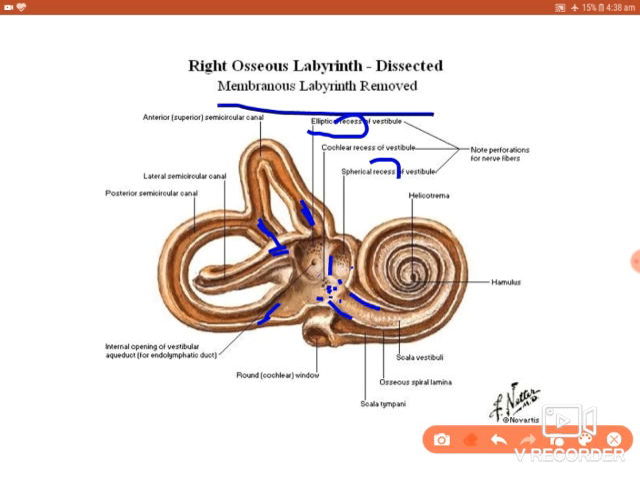Then below this, behind the vestibular crest and in the elliptical recess, there is the internal opening of the vestibular aqueduct, which transmits the ductus endolymphaticus, which is the tubular extension of the membranous labyrinth.